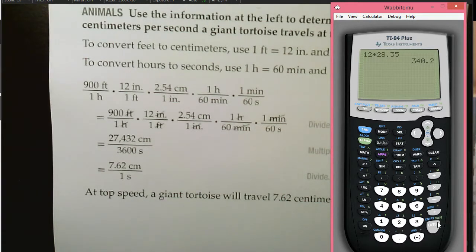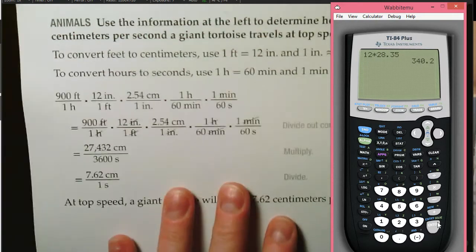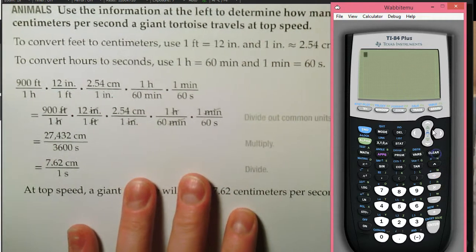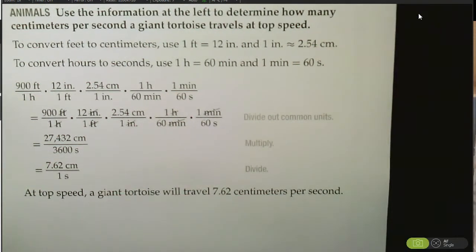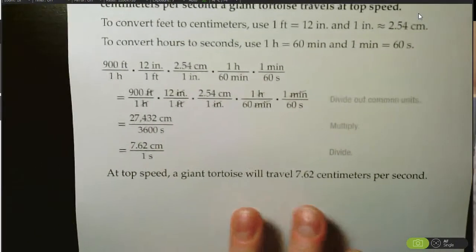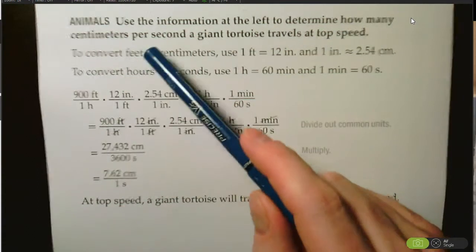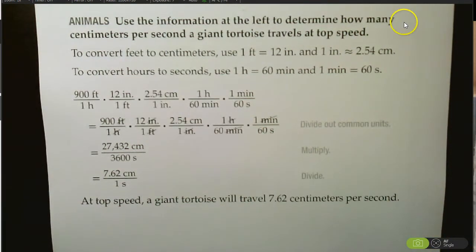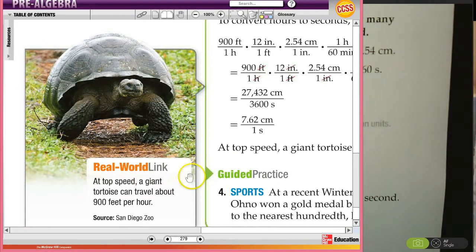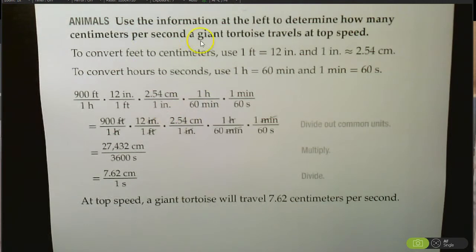The examples that are probably more difficult, honestly, are the ones that are the conversion for rates, like this one, that convert multiple units in the denominator and the numerator. So, for instance, this example is from the book. Here's the example they're talking about in the book. So here we have this tortoise right here. Its top speed, a giant tortoise can travel about 900 feet per hour. So in this example, we're going to convert 900 feet per hour, which is what they've got right here.